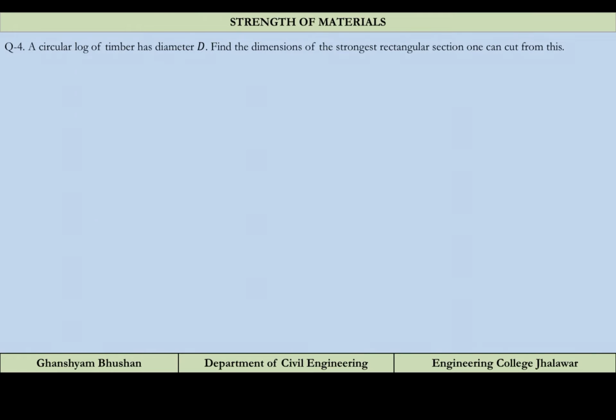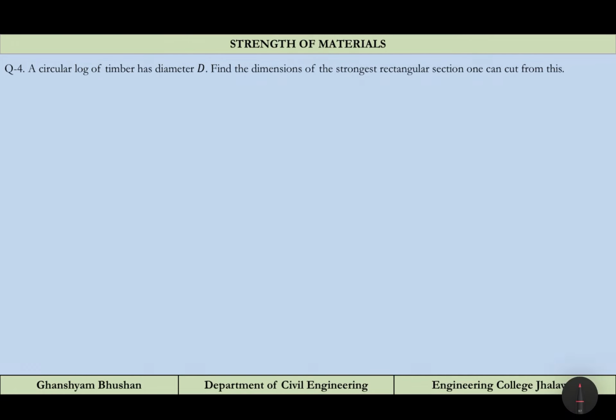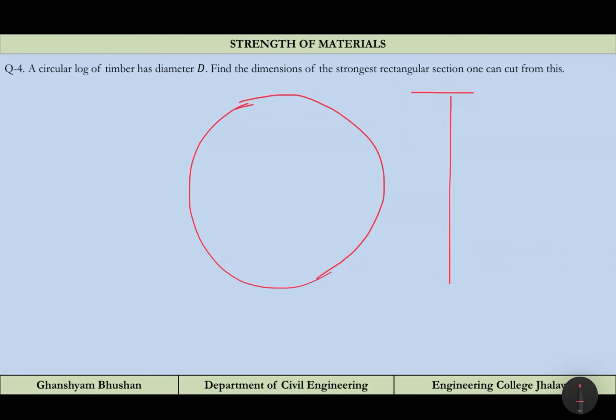Now what the question is stating: a circular log of timber has diameter capital D. Find the dimension of the strongest rectangular section one can cut from this. So let us try to understand the problem first. So this is a circular timber log. Diameter is given as D. Capital D is the diameter of this circular section.